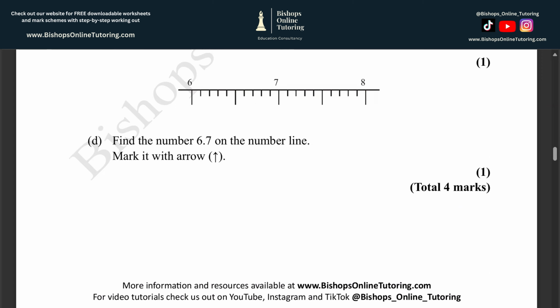Find the number 6.7 on the number line. So here we have 6, here we have 7, here we have the midpoint, which is 6.5. Each interval clearly marks 0.1. So let's count up 2 from 6.5. So 1, 2. Mark that with an arrow, and we're good to go.